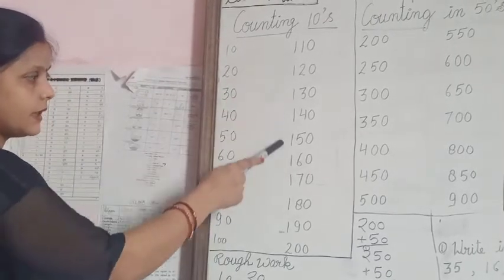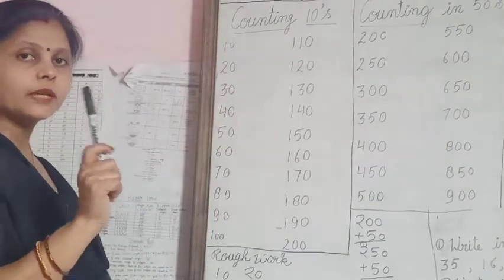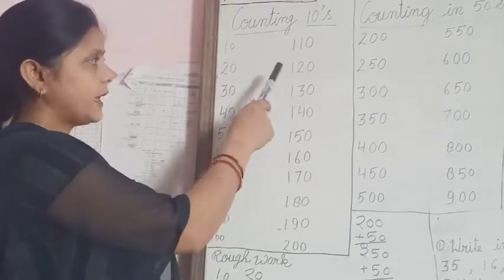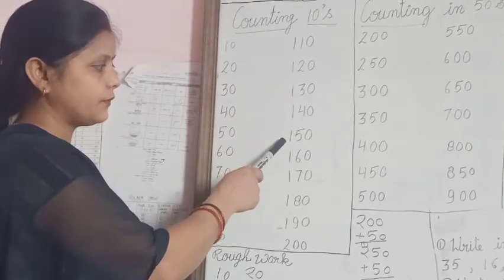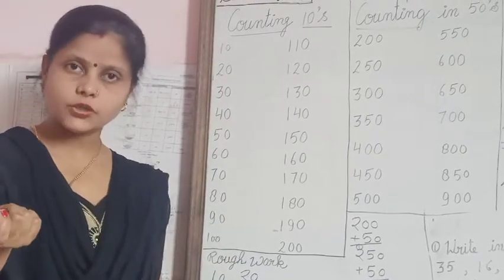Same thing here: when you add 10 to a number, you get the next number, and 120, 130, 140, and these numbers also, any other number also.